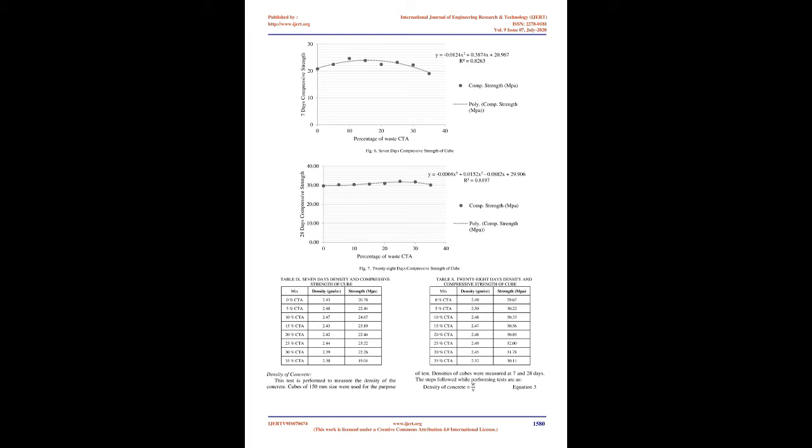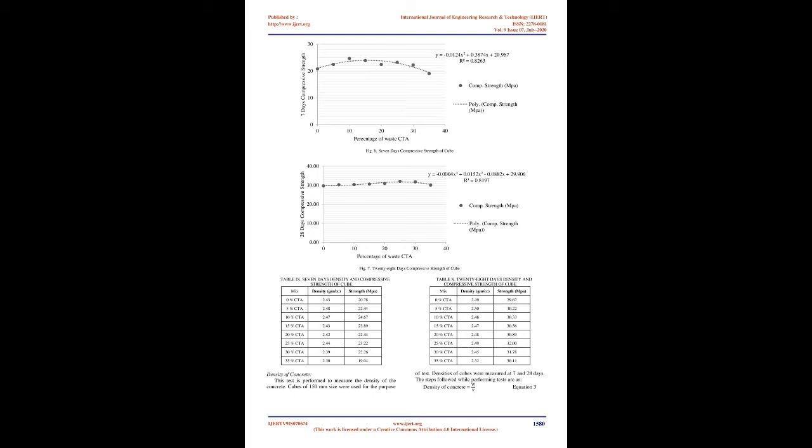Splitting tensile test. Cylindrical specimens of 10 cm diameter and 20 cm height were used for the splitting tensile test. The tests were performed on 7 and 28 days cured samples. The steps followed while performing tests are as follows: 1. The specimen was taken out of water 24 hours prior to the test. 2. The specimen was wiped clean and dry.